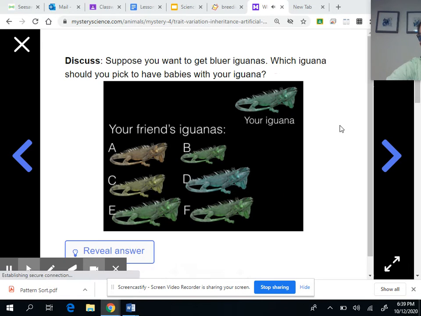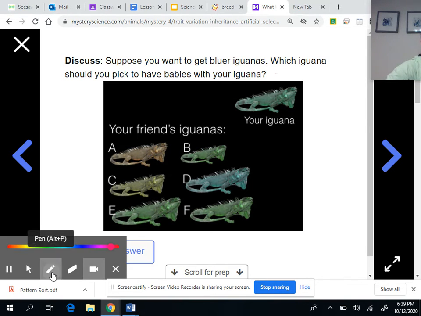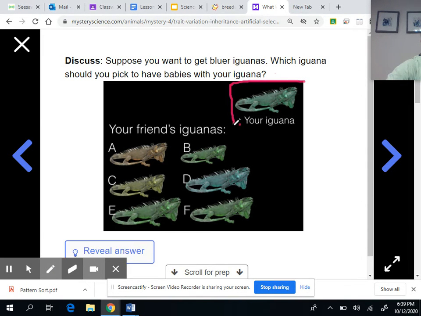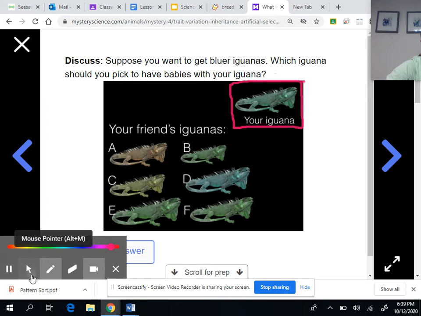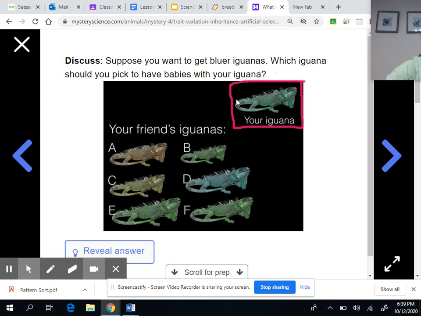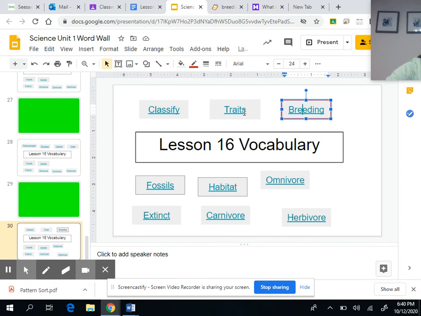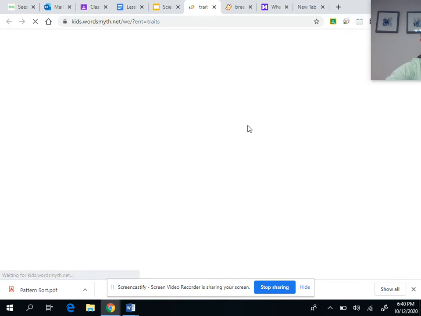So we want blue iguanas, right? We want even bluer than what we have. So in our corner here is our iguana. Now we have to pick one of these, A, B, C, D, E, or F, to have babies with our iguana. And we want it to be blue. That's the trait that we want. Ooh, trait. Yes, we heard that before. And hopefully we know what that means. If we forget, we can go to our word wall.